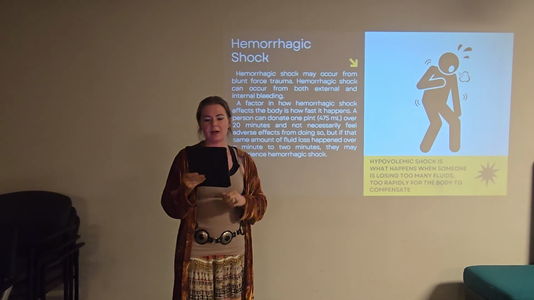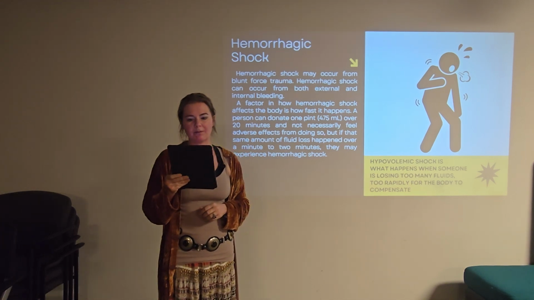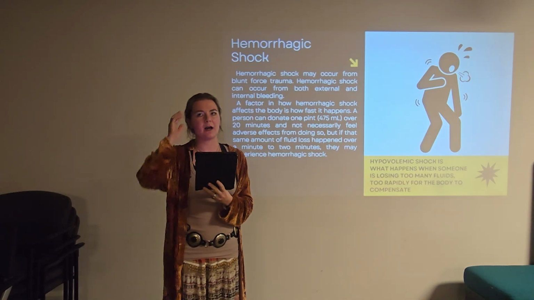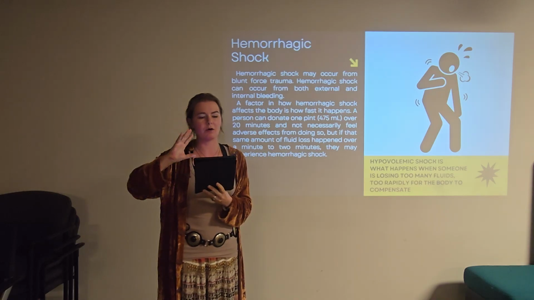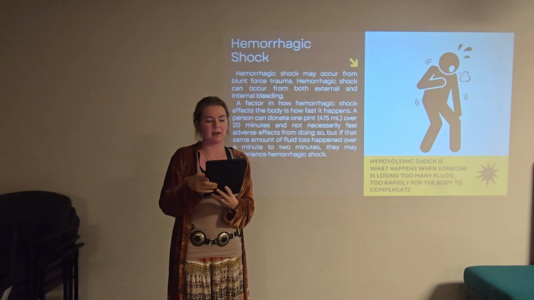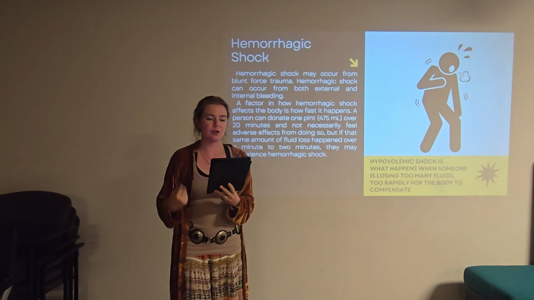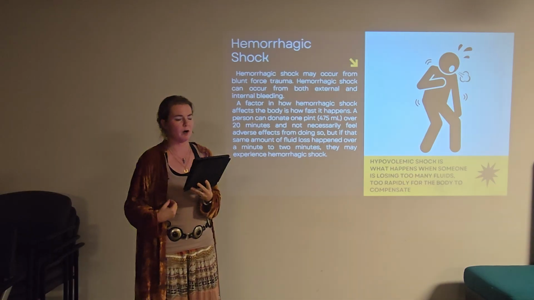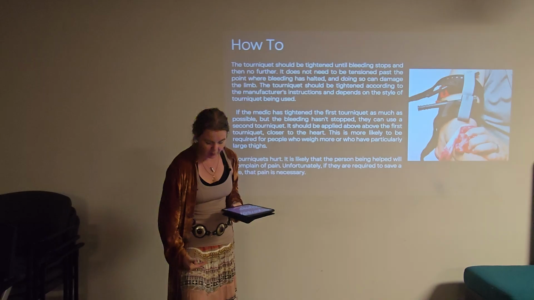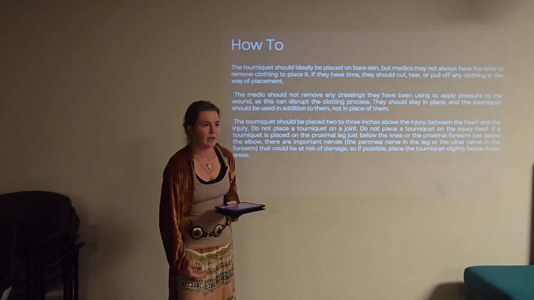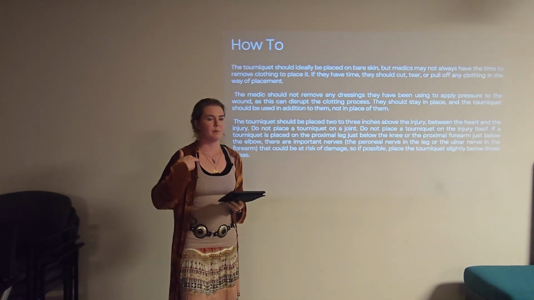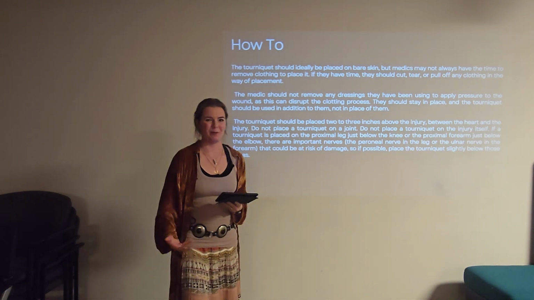Tourniquets are only ever applied to extremities and never to the neck, torso, or groin. It needs to be placed on bare skin. If you can't get all of it on bare skin, cut, tear, or pull away clothing as much as you can to get as much contact between the tourniquet and the body as possible. It needs to be placed 2 to 3 inches above the injury, between the heart and the injury. So let's say that the falling object is here, then the tourniquets would go here. It needs to go between the injury and the heart, not below the injury. That doesn't help. Does that make sense?